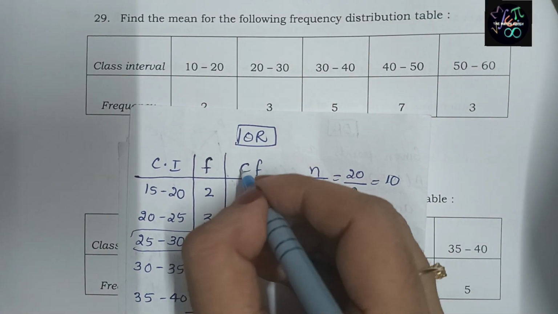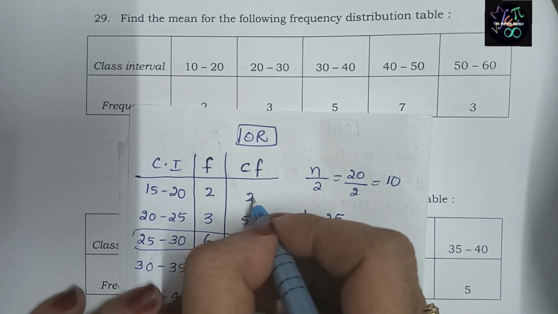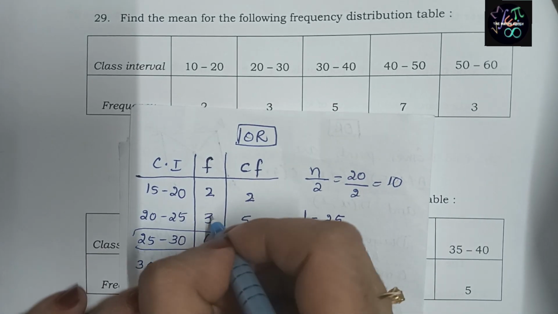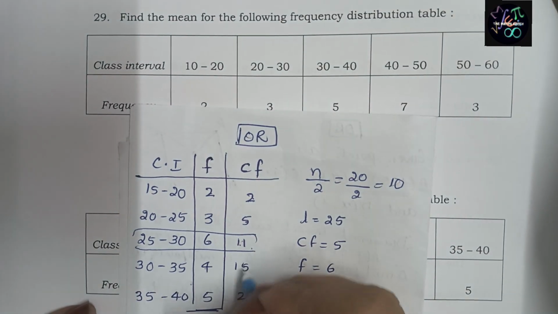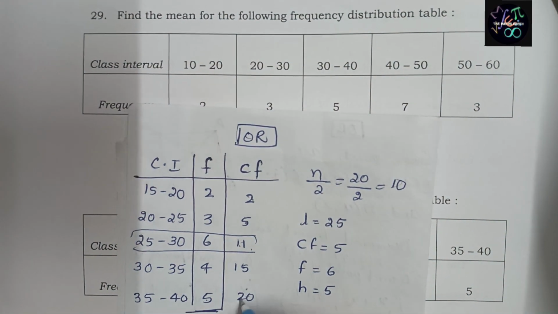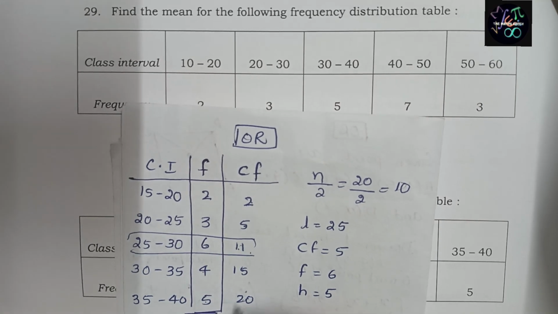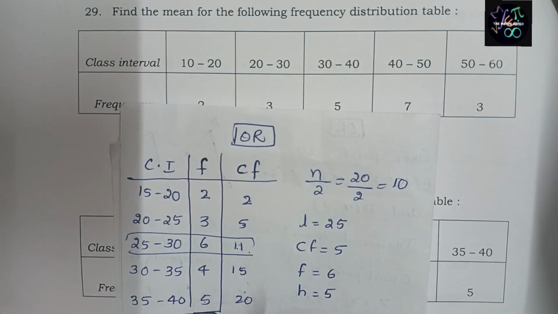The next step is to find CF. CF is nothing but cumulative frequency. These two we have to keep as they are. First number as it is. 2 plus 3, 5. 5 plus 6, 11. 11 plus 4, 15. 15 plus 5, 20. In the CF column, the last number and your total frequency should tally. This number and this number should always be equal. Only then can we say that what we have added is correct.